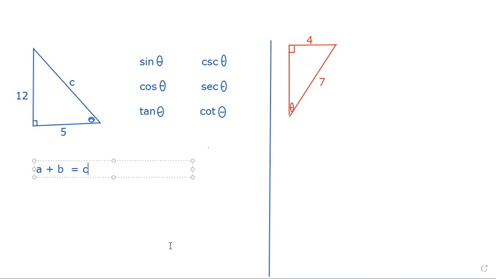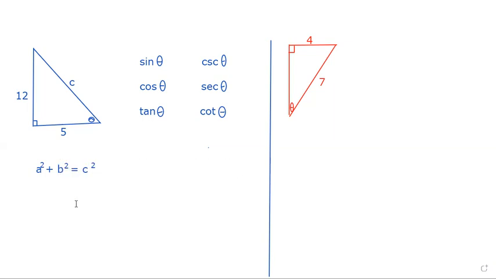And we know that c is always the longest side of our triangle. So if you ever do the Pythagorean theorem and your hypotenuse, c, is not the longest side, then you know that you made a mistake somewhere. So we have here a squared plus b squared is equal to c squared.